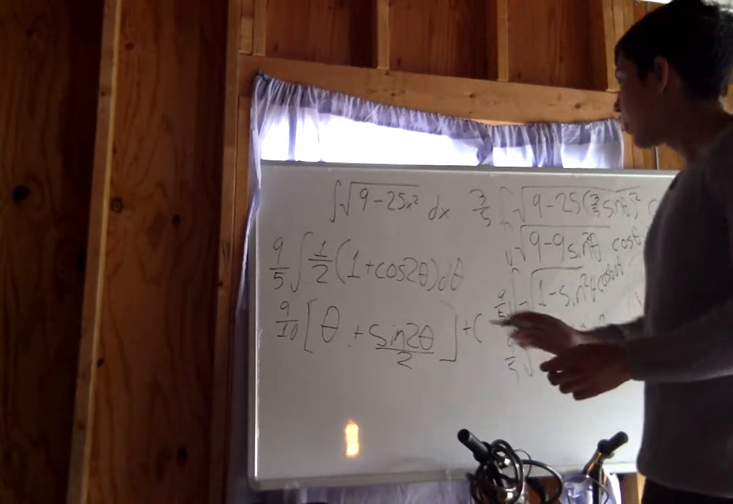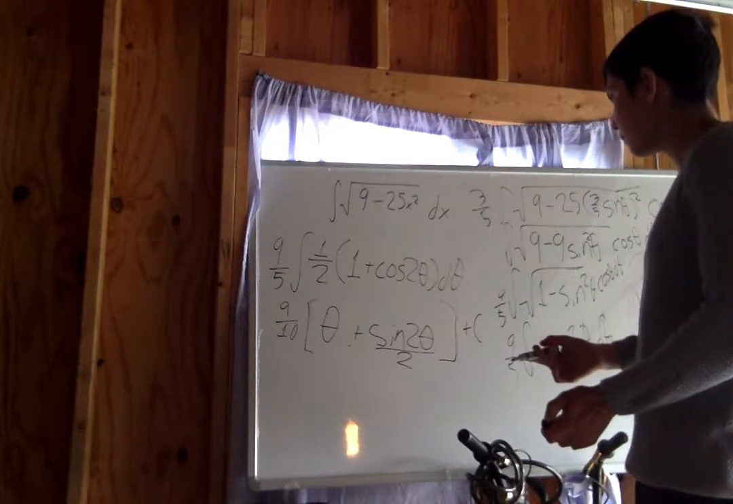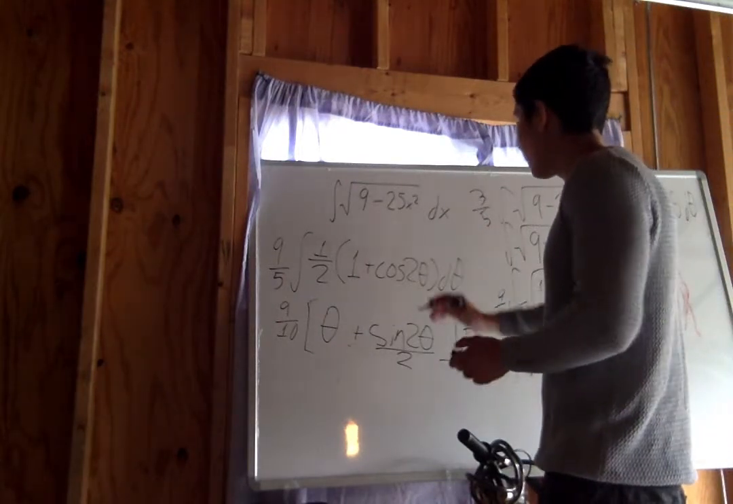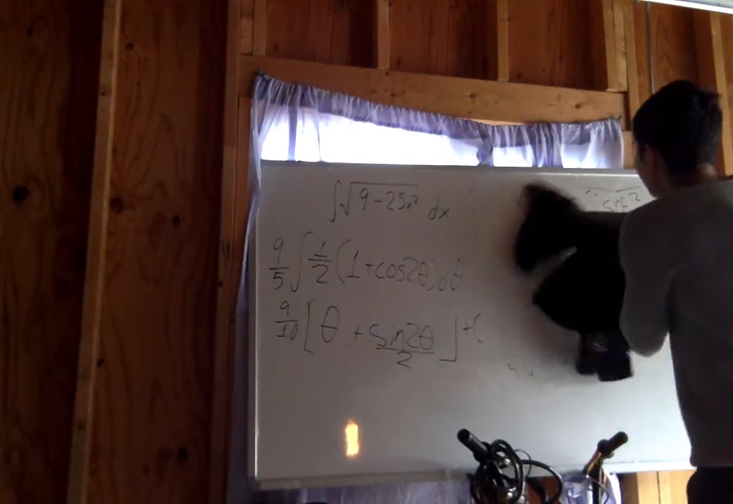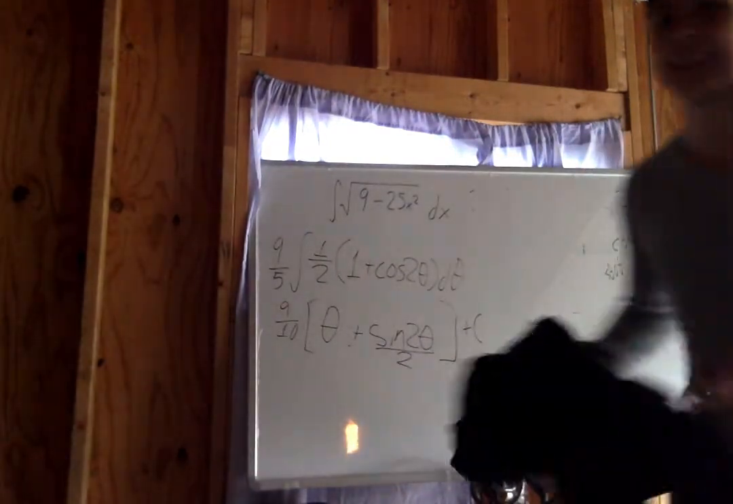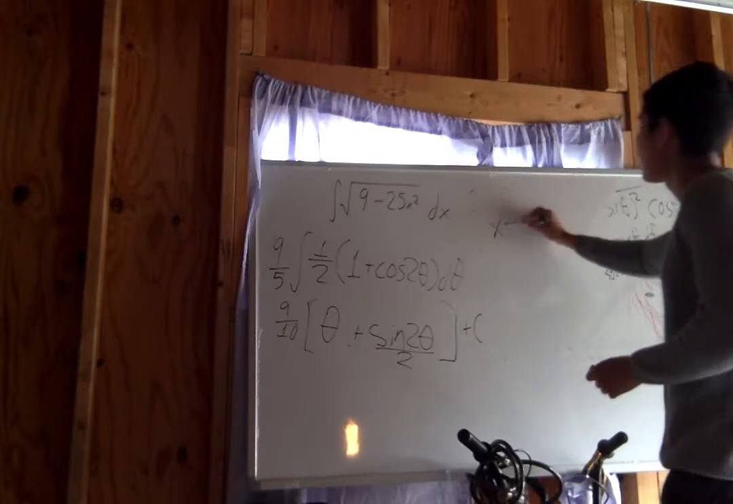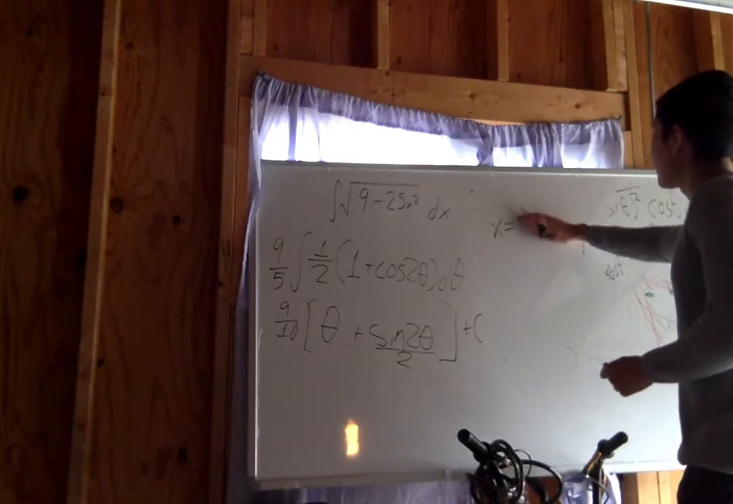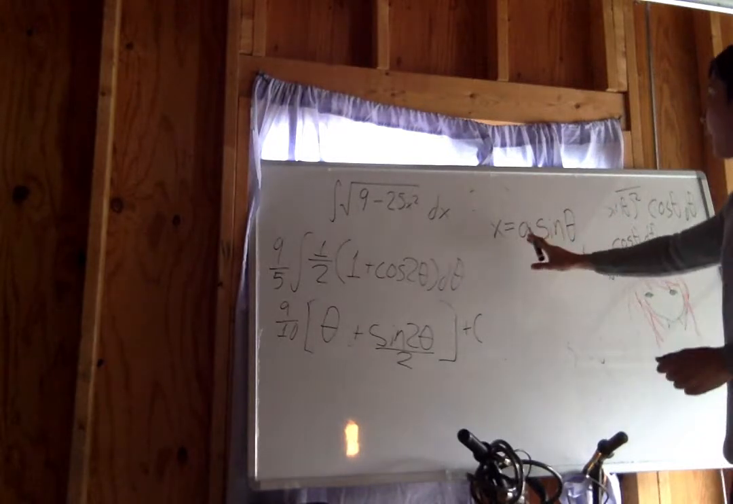And we pretty much are. But we have to remember that we didn't start with theta. We started with x's, right? And if you recall, we let x equal, let me clear this, okay? We let x equal, we had a sine of theta, right? So this is a constant.